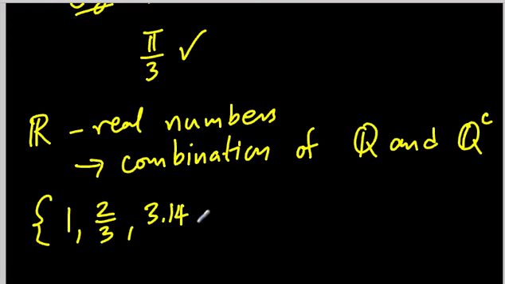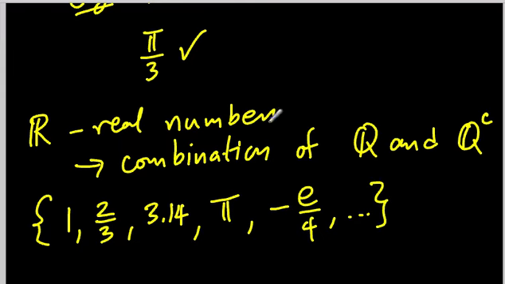Let's say 1, 2/3, and 3.14. Again, these three are all rational. Now let's include a set of irrational numbers: pi, and let's do negative e over 4. Remember, e was irrational, so this is another irrational number. The real number system is basically these two combined. That's all the number systems that we're going to be dealing with. There is another number system, called imaginary numbers, but we're not going to be dealing with them in this course.